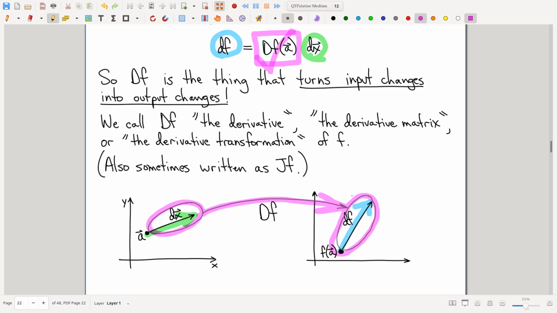Now, I do want to make sure to distinguish differentials from points, right? F is the thing that takes input points and turns them into output points. So here's an input point A, and here's the corresponding output point F of A. The thing that turns the input point into the output point is F. F takes points to points. DF takes vectors to vectors. Everybody okay with that?